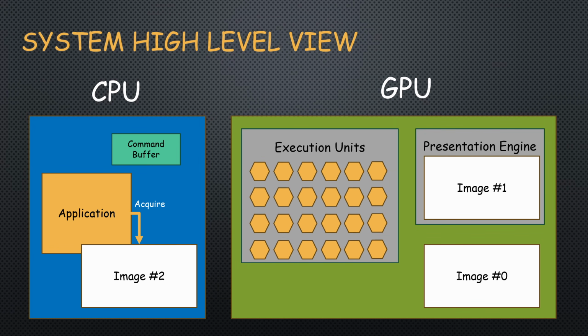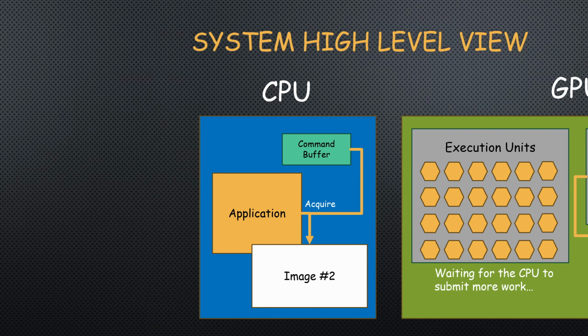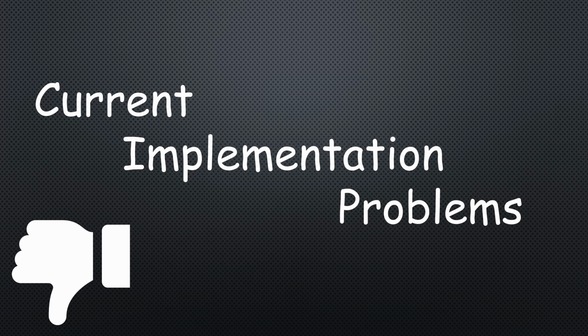The CPU acquires images from the queue and submits command buffers for them, and the GPU executes command buffers and presents each completed image. We will probably end up with one party waiting for the other, but if the required frame rate is achieved, then this is okay. Now let's dive into the problems in the current implementation.